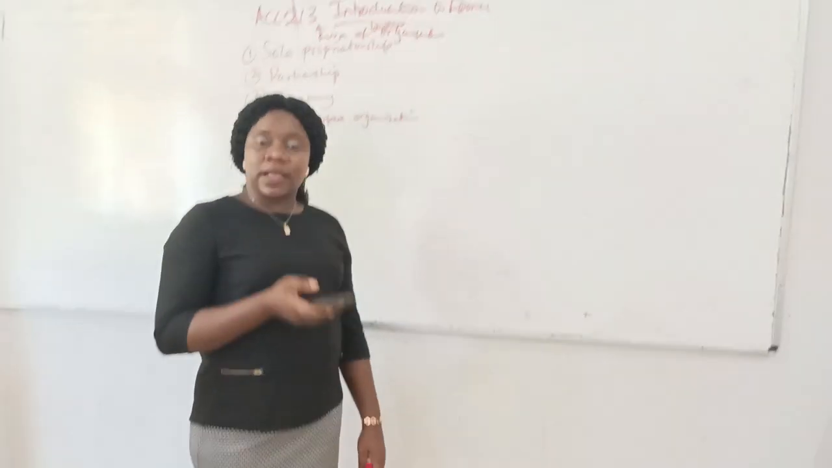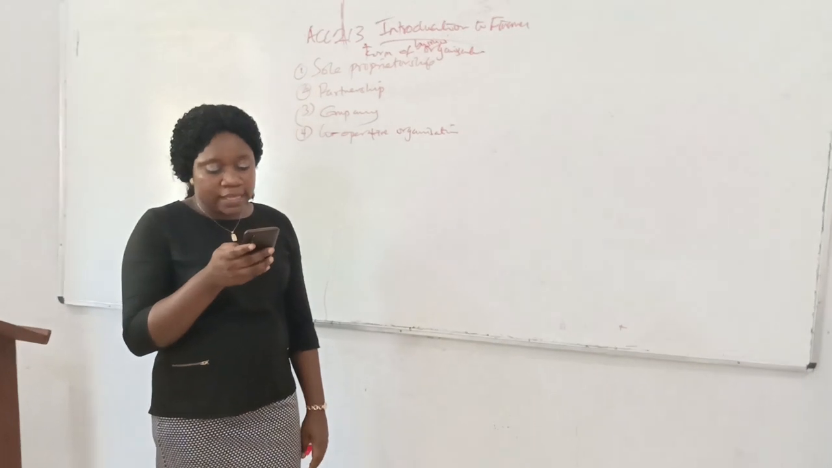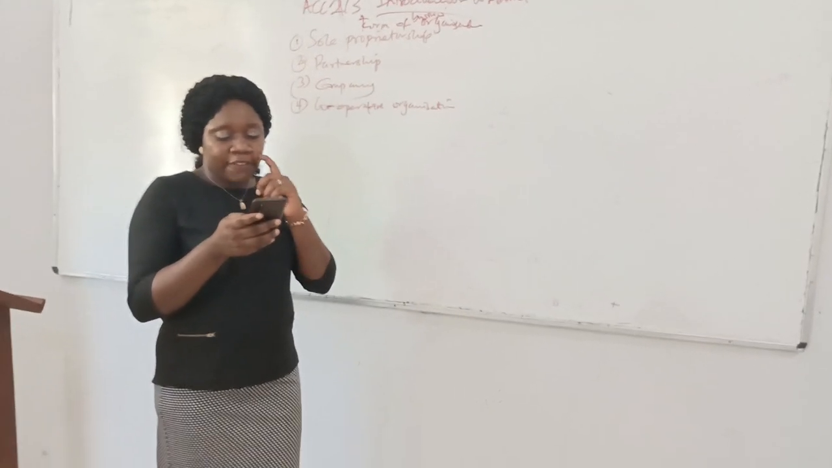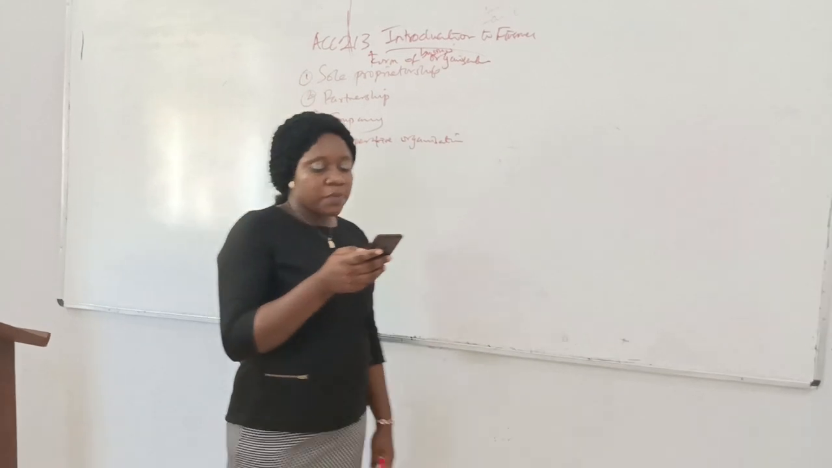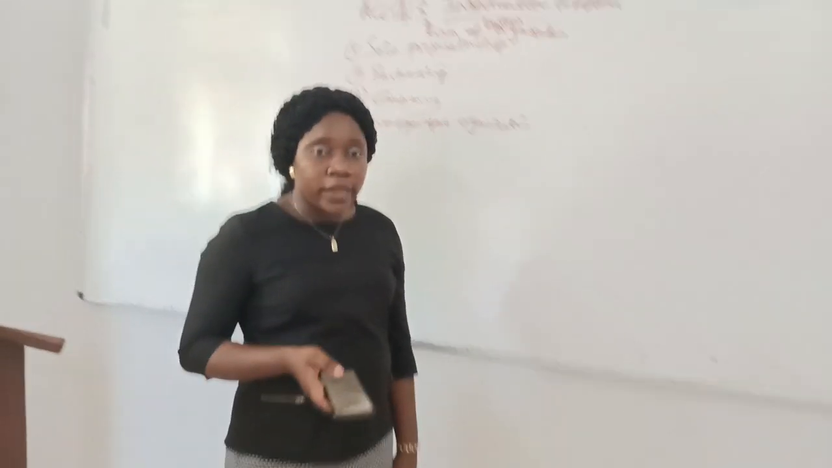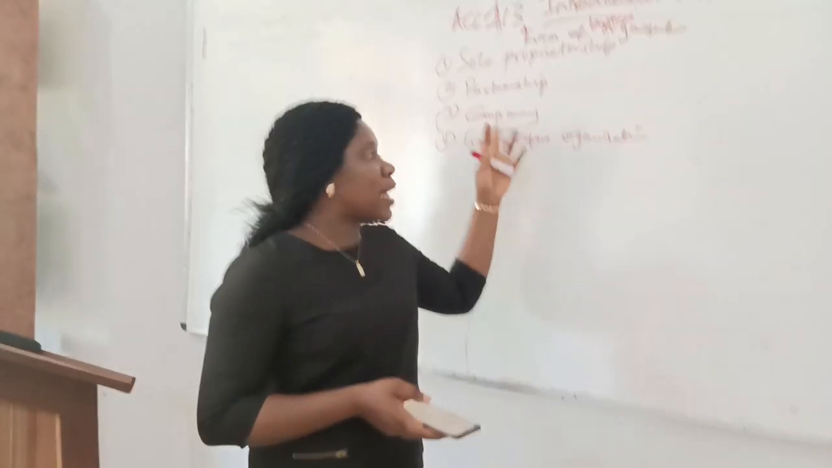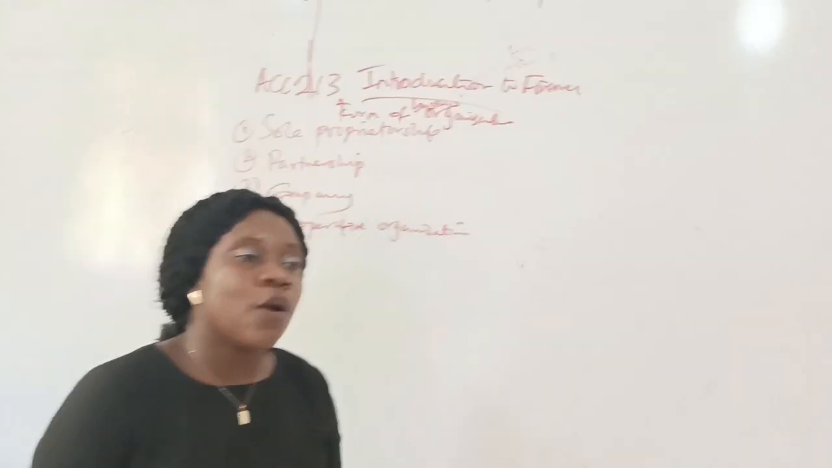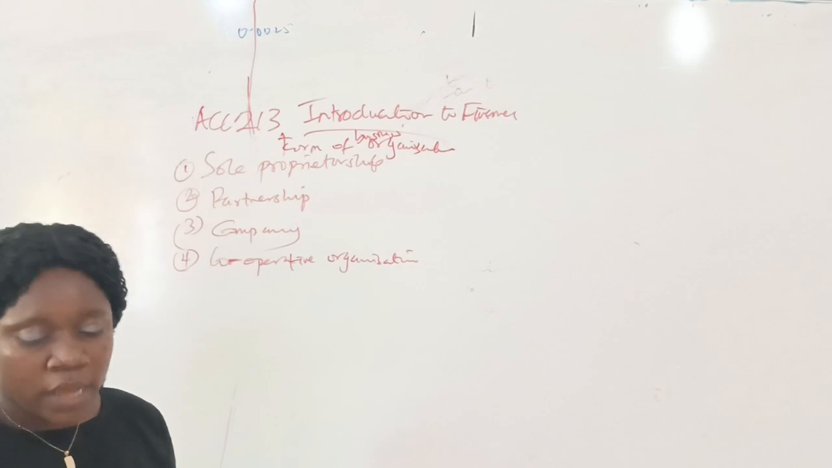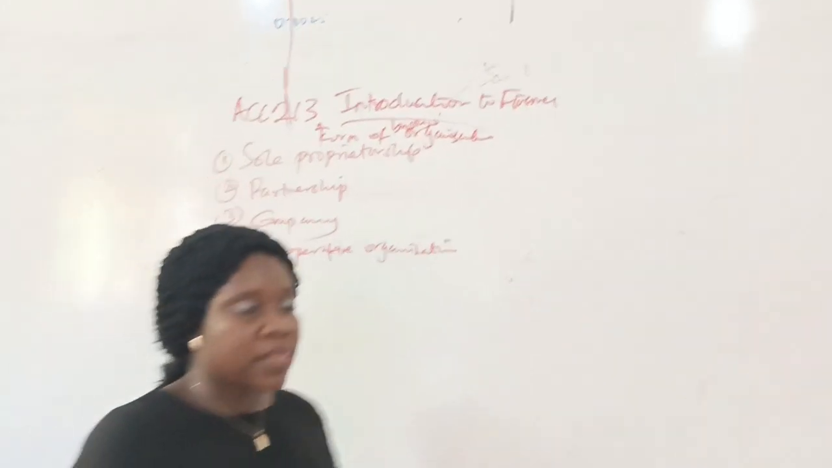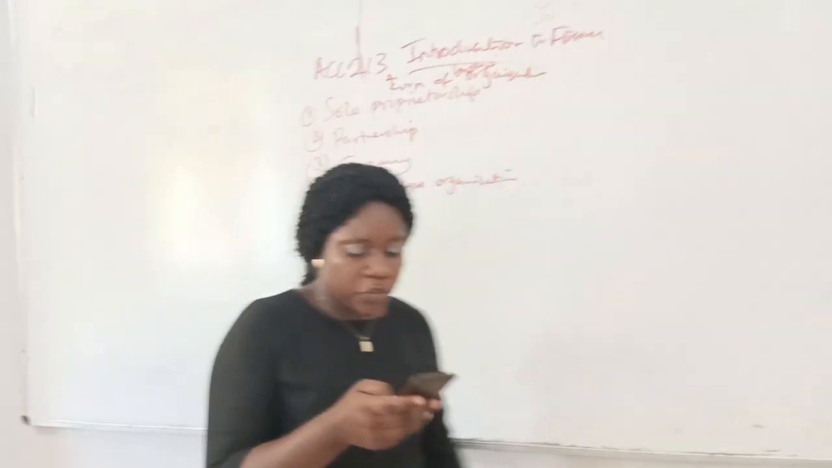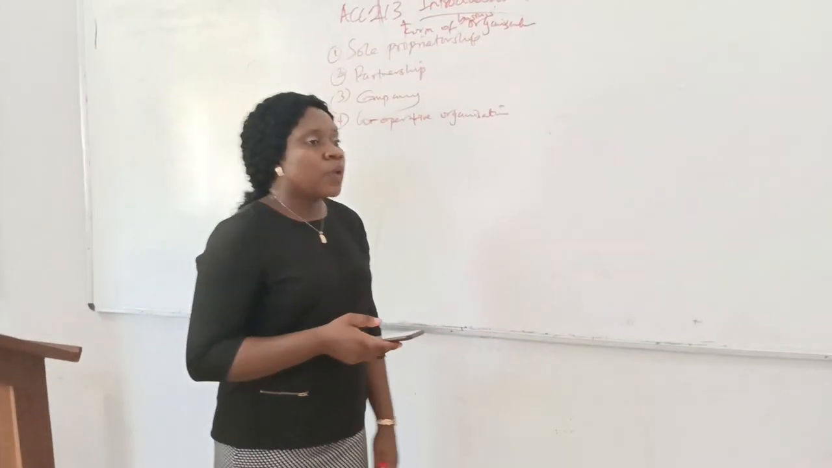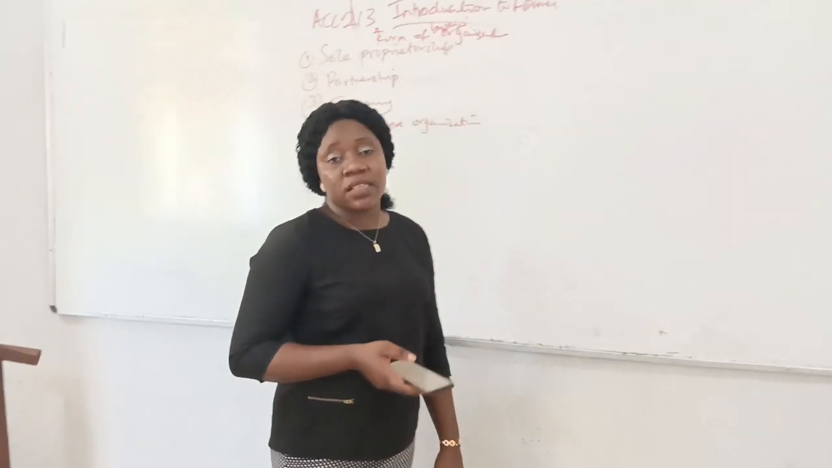And one of the features that we have of a sole proprietorship is that it's just an individual involved. You have risk bearing, there is minimal government regulation, unlike a registered company. Government regulation is minimal. There is unlimited liability. The person takes decision all by themselves. He enjoys the profit all by himself. He bears the risk all by himself. And the advantage is that it's very easy to form.